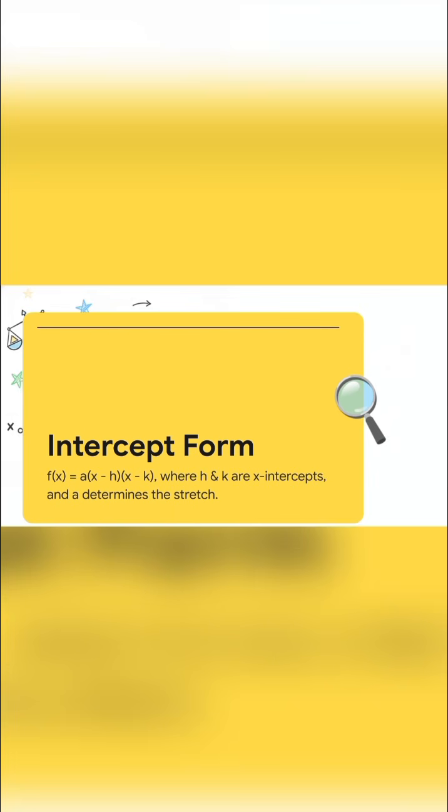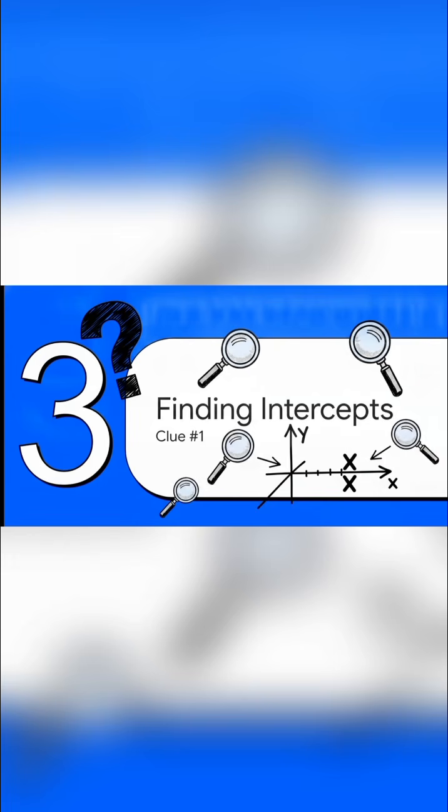And that letter a, that's our scaling factor. It tells us whether our curve opens upwards or downwards, and just how wide or narrow it is. So all we have to do is find the numerical values for h, k, and a from the graph to totally crack the case. Which brings us to part 3.